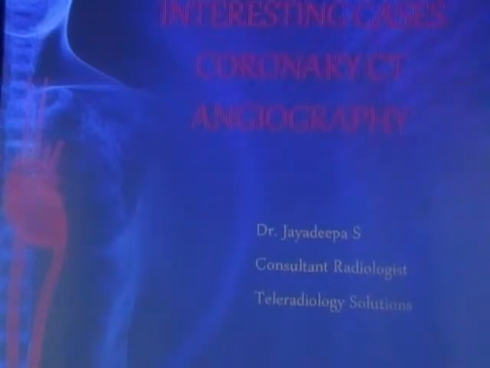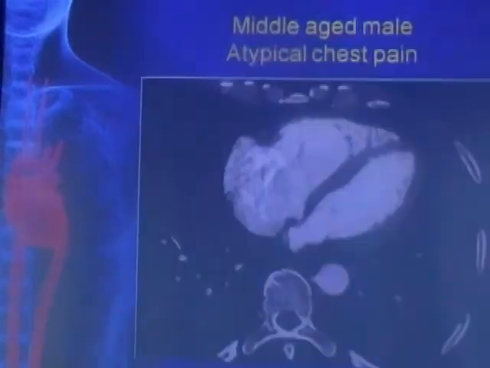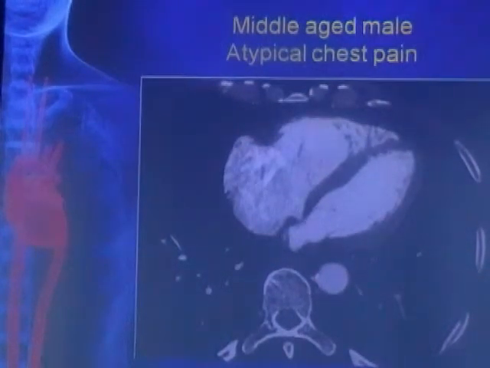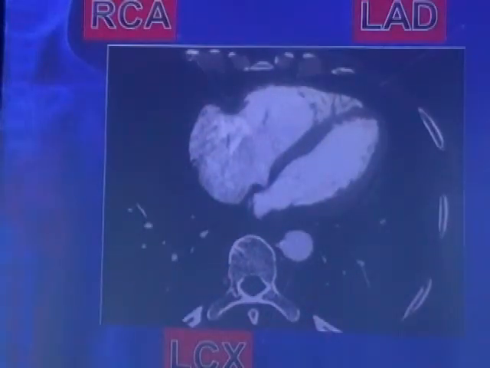So these are all cases where the patient essentially presented with chest pain. So here's a middle-aged male presenting with atypical chest pain. What we're looking at is the well-opacified left ventricle and relatively less opacified right chambers of the heart. The next image shows the three coronary arteries. And what we see is that in comparison to the LAD and the LCX, the RCA looks a little more expanded. It looks relatively hypodense. And what it implies is that it is an RCA thrombus.